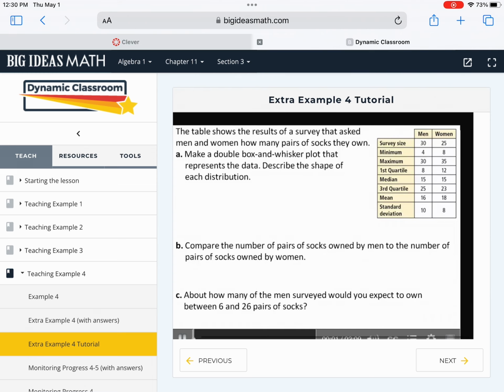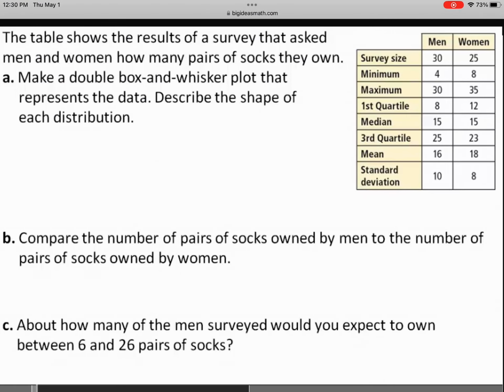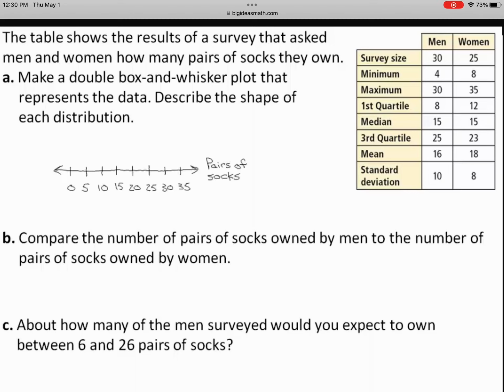The table shows the results of a survey that asked men and women how many pairs of socks they own. Part A. Make a double box and whisker plot that represents the data. Describe the shape of each distribution. First, draw a number line. Begin by making a box and whisker plot for men.